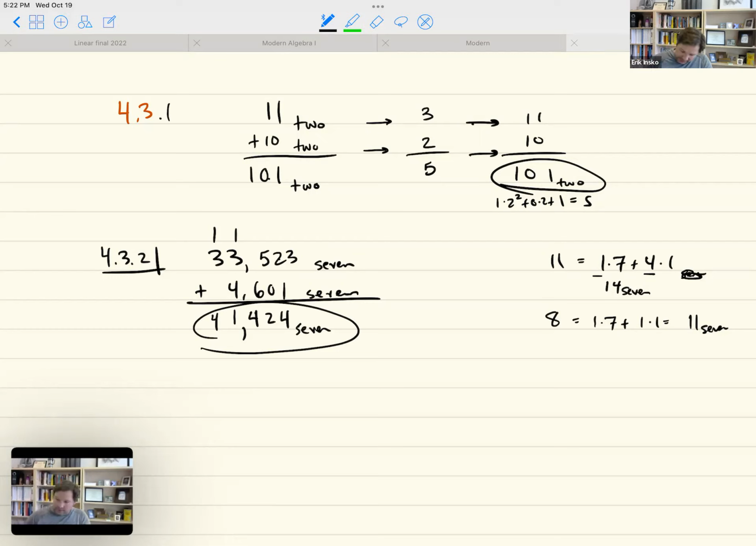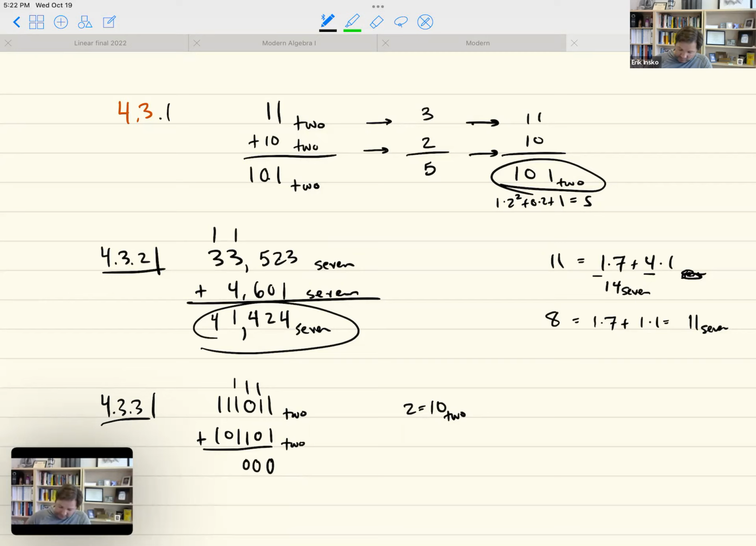Now this next one, 4.33, asks us to watch a video and then add these numbers base 2. So this is 111,011 base 2 plus 101,101. Again, 1 plus 1 is 2, which is 10 when you write it base 2. Right? 2 is 10 base 2. So I carried the 1 and I get 1 plus 1 is 2, which again is 10. So I carry the 1.